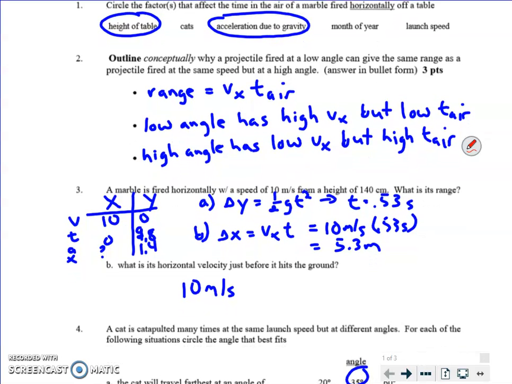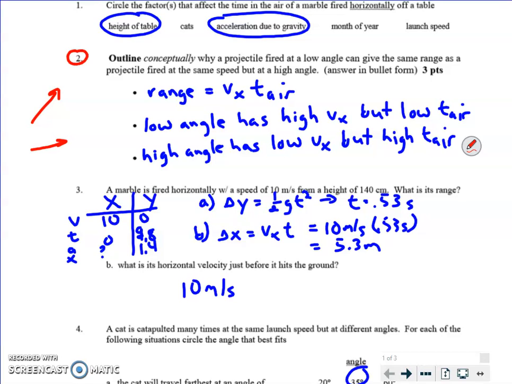Okay, this is the one we had the most problem with, and it was worth 3 points. I gave you a point if you said something that made sense, but I've written what the outline is. We want to understand why, if I fire something at a high angle, it can go the same distance as a far one. Many of you said that they have to be complementary. That's true, but that's really not why they do that.